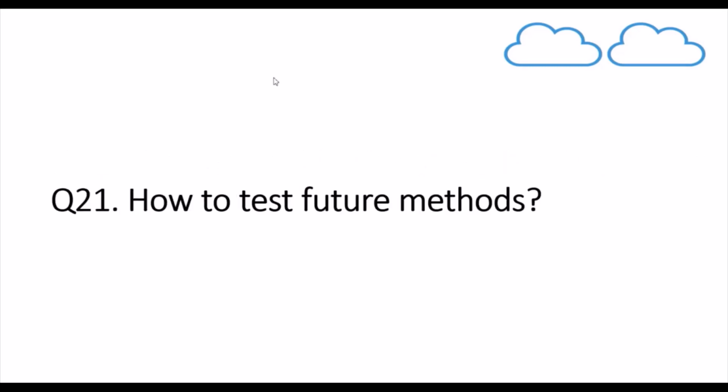How to test future methods? It's very easy to test future methods. You just have to enclose your test code between Test.startTest and Test.stopTest methods in your test class. The system will collect all the asynchronous calls made after startTest. Whatever number of future methods you are calling after startTest, it will collect them, and whenever it encounters stopTest, it will execute those asynchronous methods synchronously.